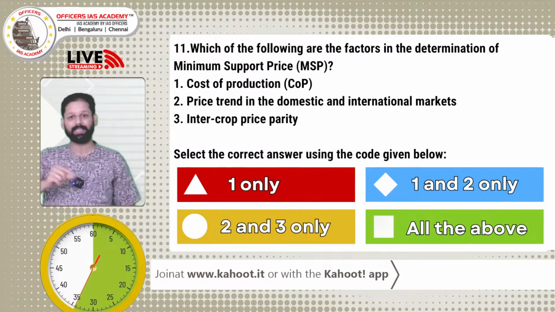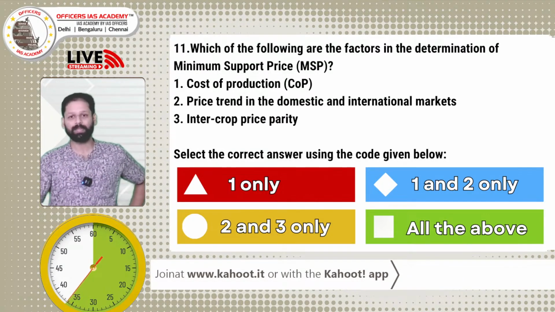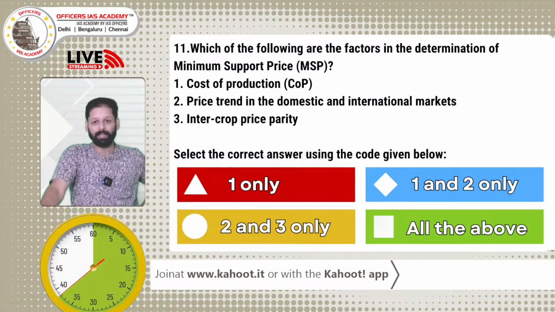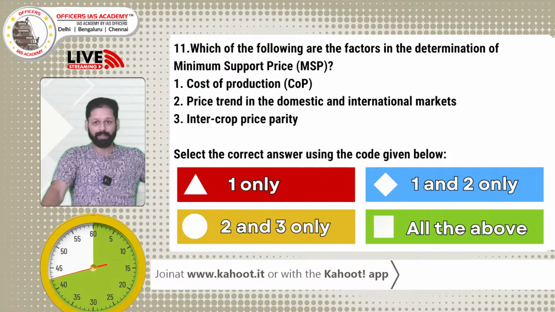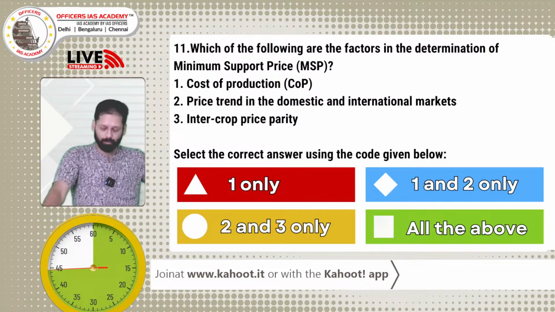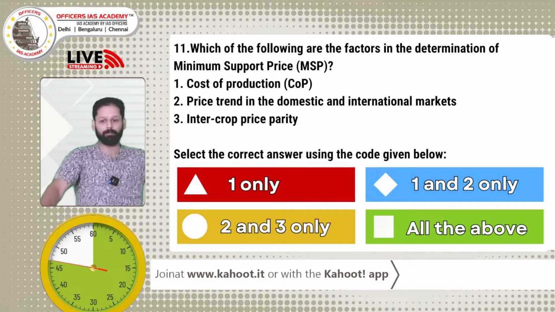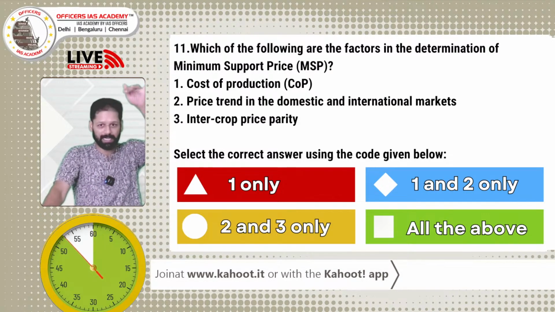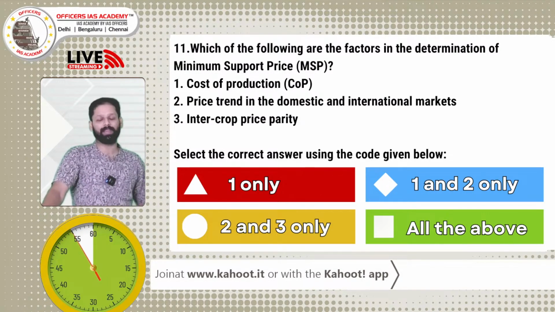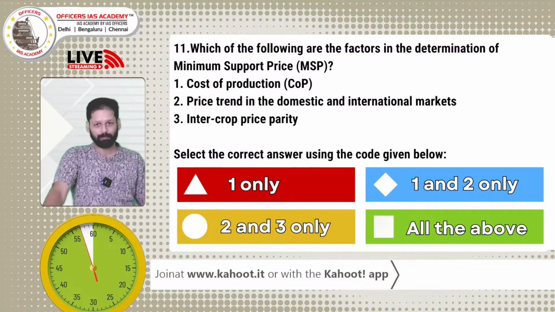What are the factors which determine how the MSP is fixed? A very, very interesting way to look at it. Probably this can come in the 2025 paper too, because MSP is quite a bone of contention between the government, the union government, and the farmers. The farmers want better price. The union government thinks that this is already something that we are giving out of our own interest for the farmers. It is not something that we are obligated to do.